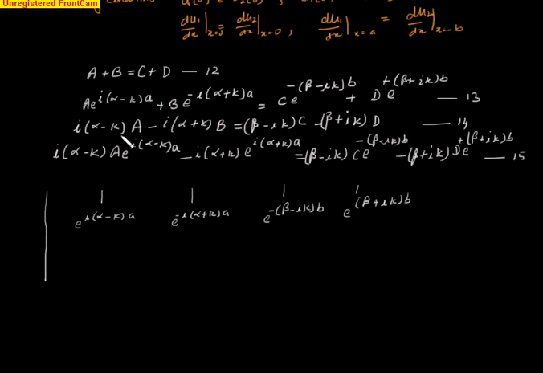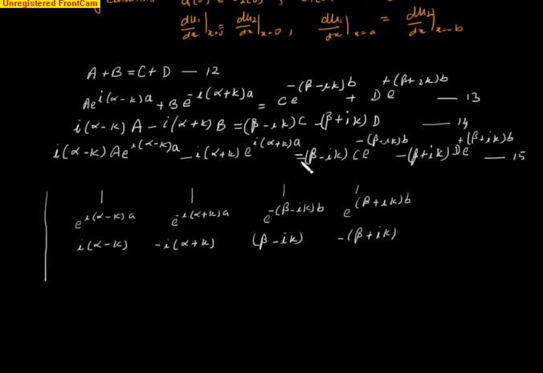Now in the 14th equation, for the coefficients of a, b, c, d, we will write iota times (alpha minus k). Here the coefficient of b is minus iota times (alpha plus k). The coefficient here of c is (beta minus iota k), and the coefficient of d here is minus (beta plus iota k).